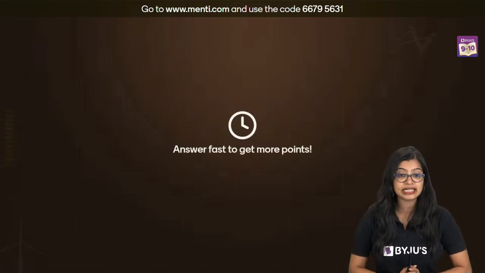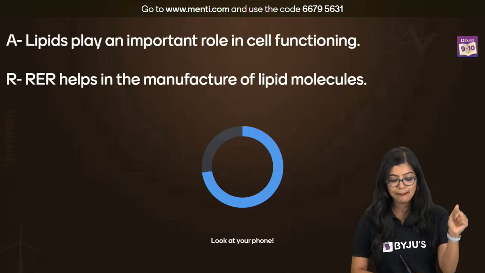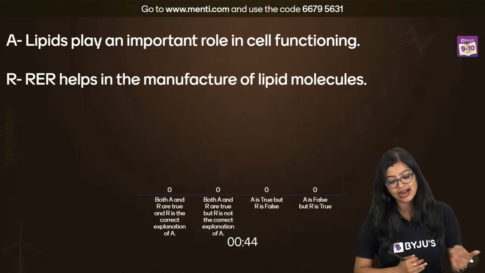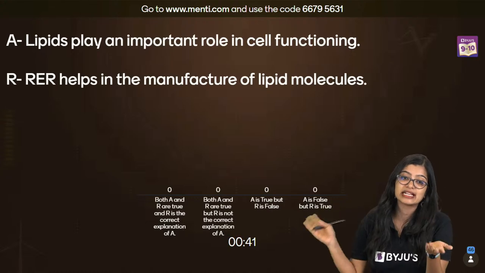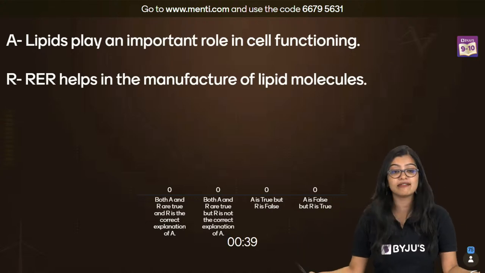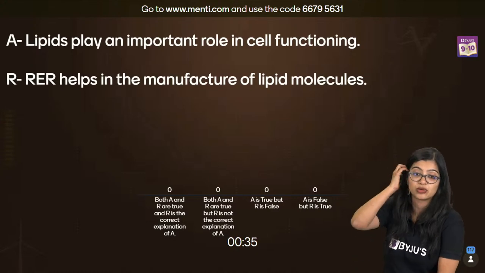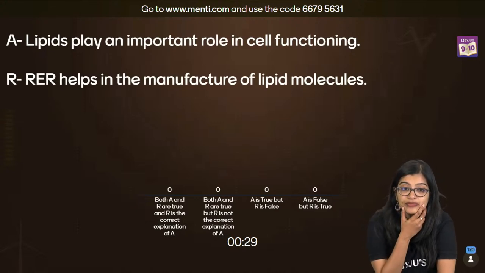So question number 13, everybody, on your screens now, okay? Lipids play an important role in cell functioning. RER helps in the manufacture of lipid molecules. This is a very simple, very easy question. I am sure that you don't need to worry about it. I'm sure all of you know this particular answer.